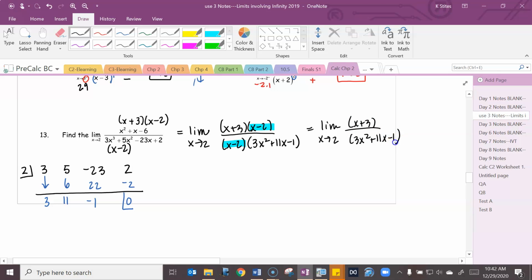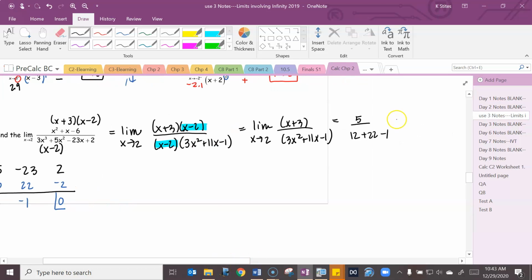we should be able to plug the 2 in. 2 plus 3 is 5. 2 squared is 4 times 3 is 12 plus 22 minus 1. And we should get that our limit is 5 over 33.